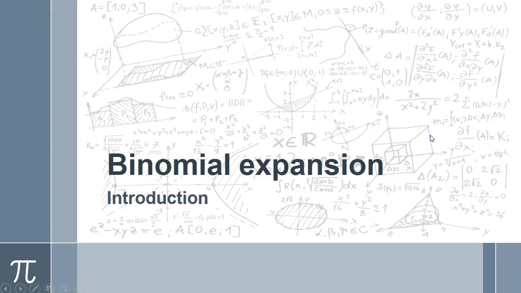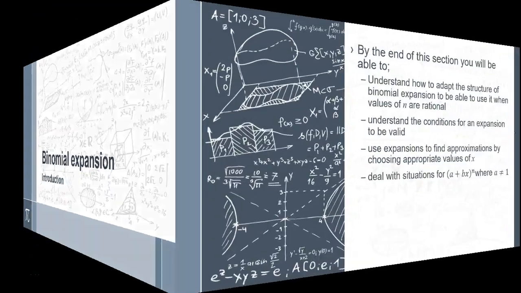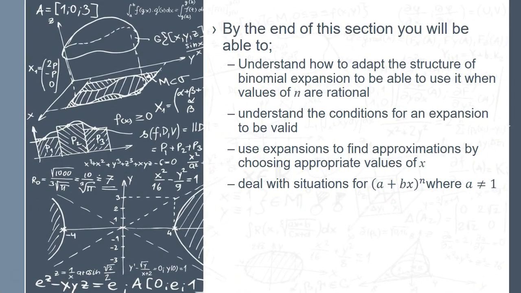Hi, and welcome to the first two videos on the binomial expansion from year 2 of the course. What we're going to do is build on the work that you did last year on binomial expansion, when we just looked at expansions for natural values of n, the power. So we're going to extend that to look at what happens when n is rational, and I'll talk a little bit about what I mean by rational in a second.